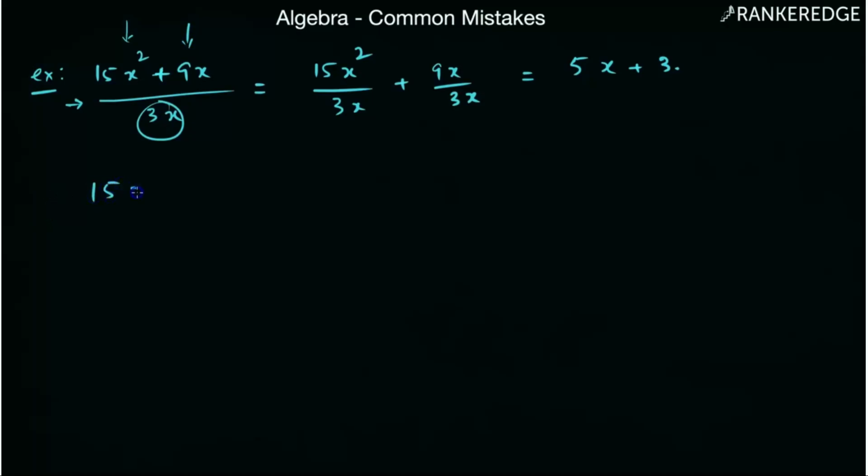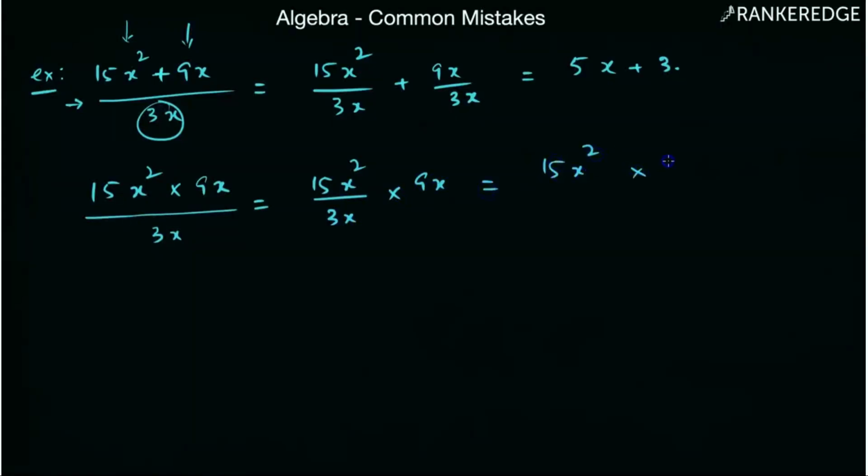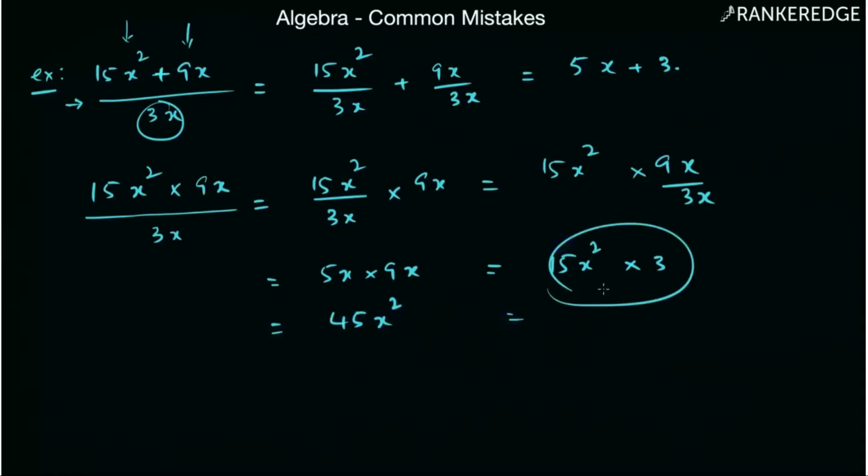But if I have something like 15x square into 9x by 3x, I can write this as 15x square by 3x into 9x or 15x square into 9x by 3x. This is 5x into 9x or this is 15x square into 3. So that gives me 45x square here. Same thing here for 15x square into 3. That gives me 45x square.